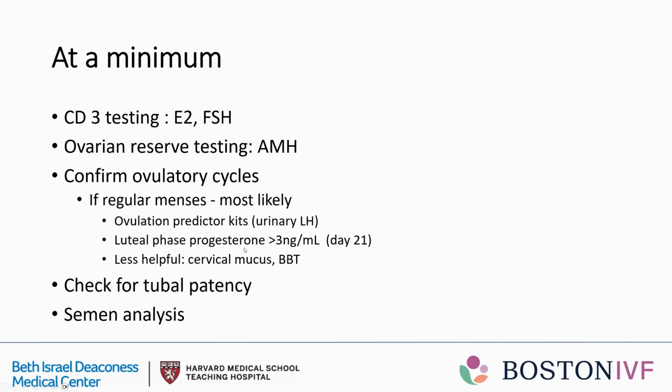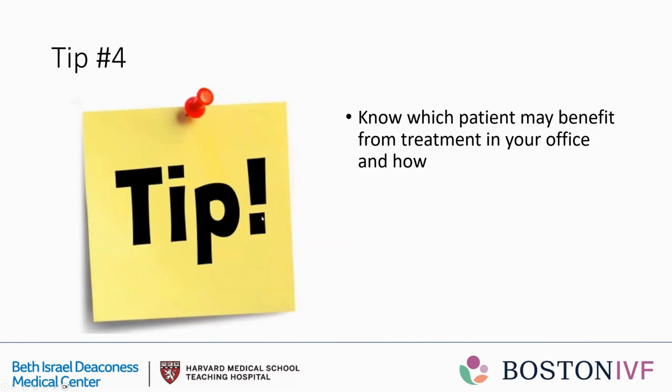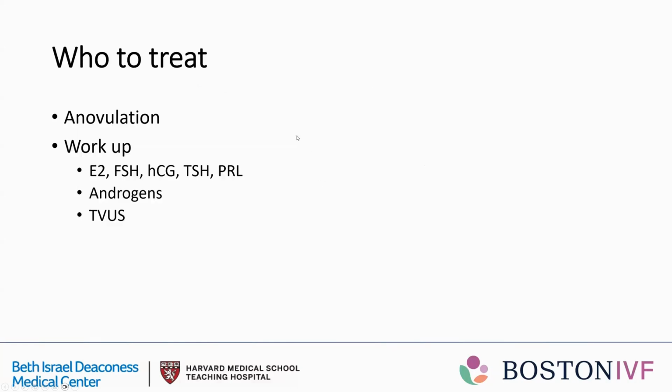Checking for tubal patency is an important one in your evaluation, and then a semen analysis. After you've tested and evaluated your patient, it's really important to know which patient may benefit from treatment in your office and how you should treat them. In short, who to treat: basically your anovulatory patient, so your patient with PCOS.